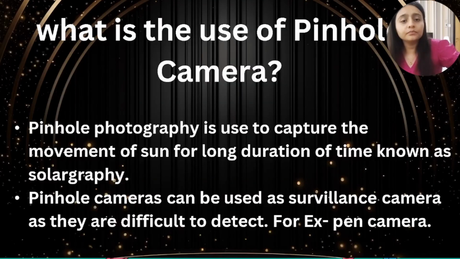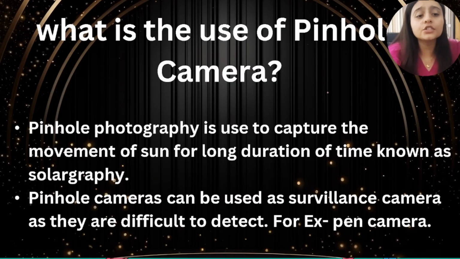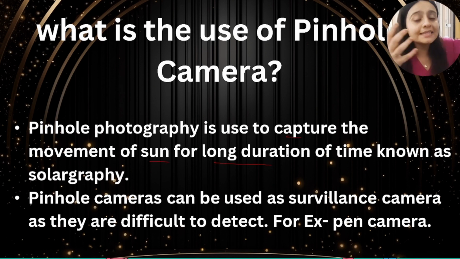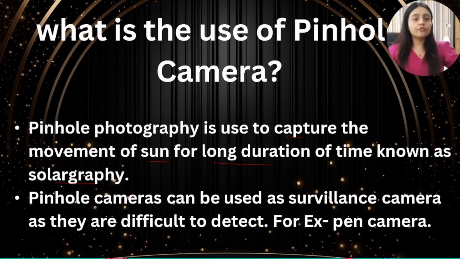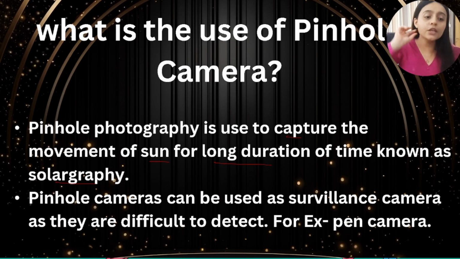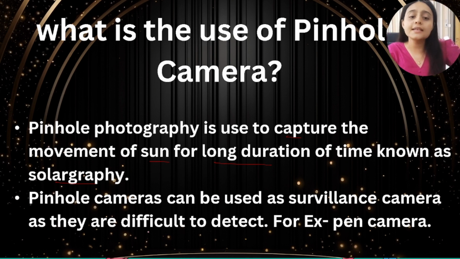What is the use of a pinhole camera? Pinhole photography is used to capture the movement of the sun for a long duration. It is a study where the movement of the sun is studied, known as solargraphy. In such studies where the movement of the sun is measured, the pinhole camera is usually used. A pinhole camera can also be used as a surveillance camera as it is difficult to detect, for example, a pen camera.